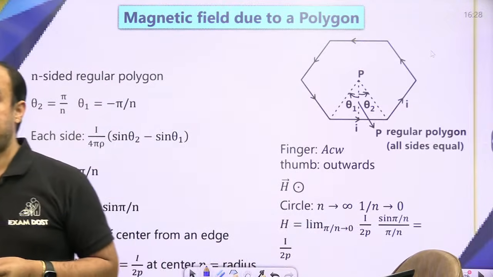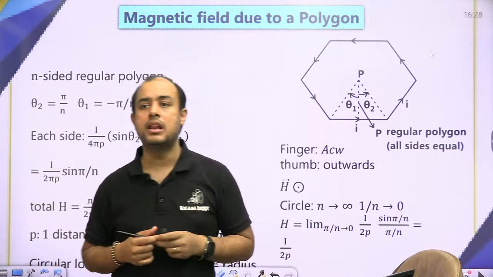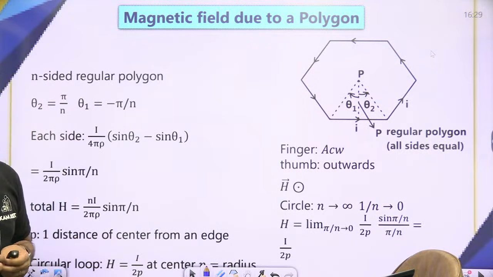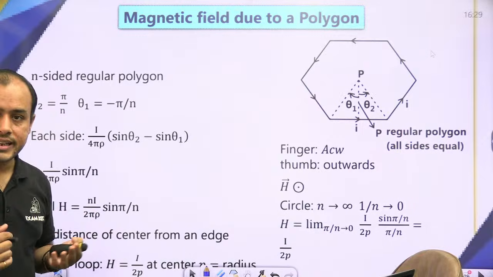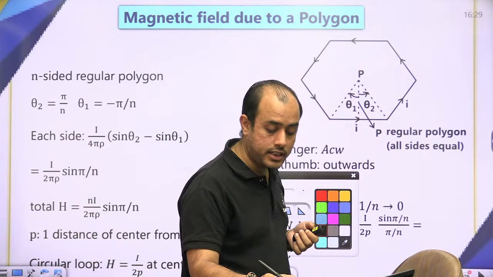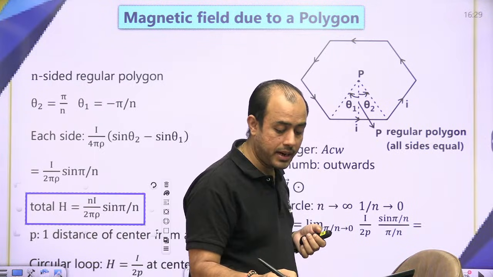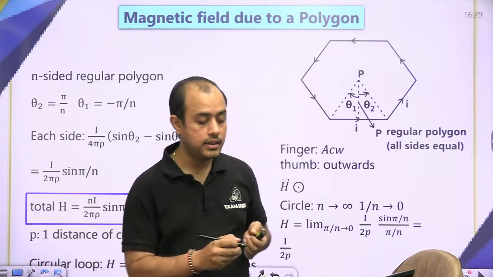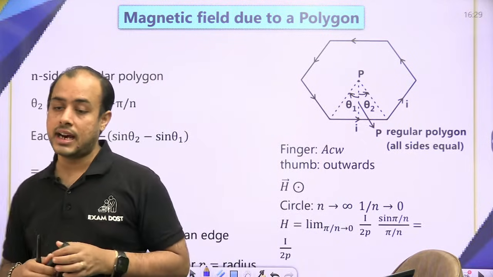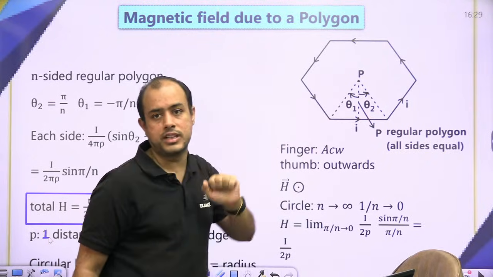Okay. Now a polygon is basically composed of multiple finite length wires. So when we find the magnetic field at the center of a polygon having n sides, it comes as N I by 2 pi rho times sin pi by n. Rho is the perpendicular distance of the center from the edge. If you see, this is the edge. Rho is the perpendicular distance of the center.